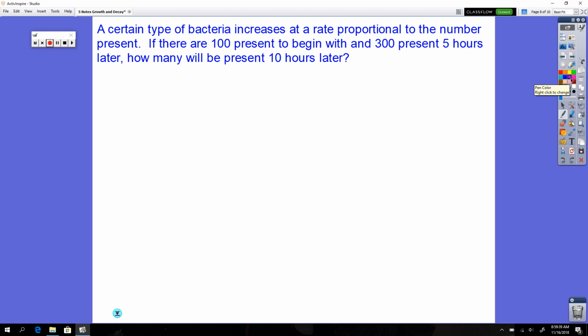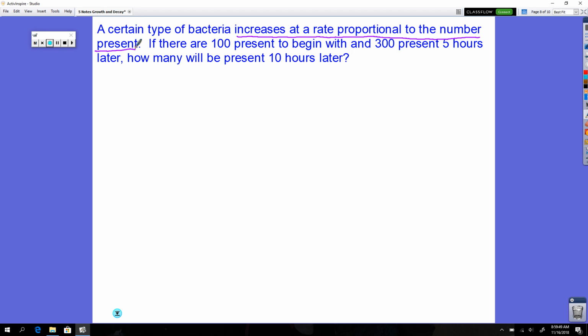Okay, a certain type of bacteria increases at a rate proportional to the number present. Because they talk about increasing at a rate proportional to the number present, I automatically know this is a growth formula. So y equals Ce to the kt. If there were 100 present to begin with, so that means my C is 100, and 300 present 5 hours later, so how many will be present 10 hours later?